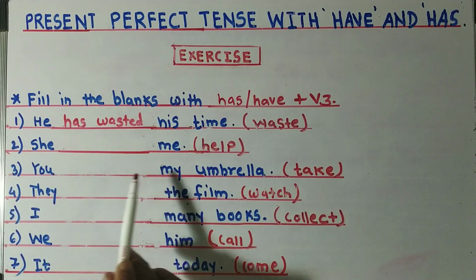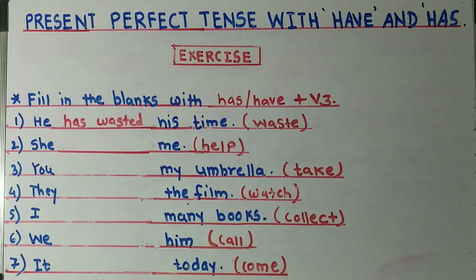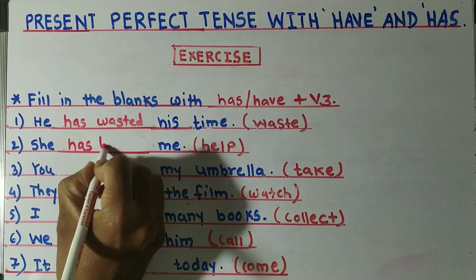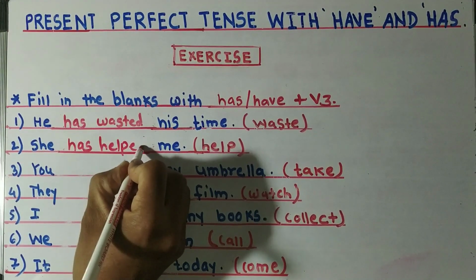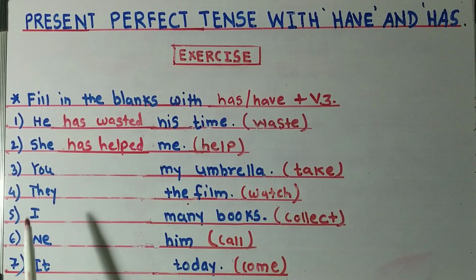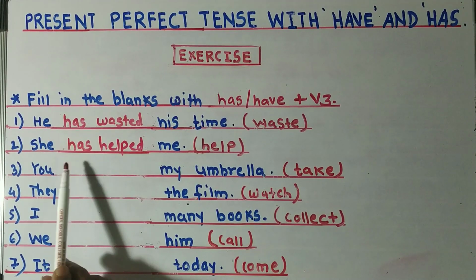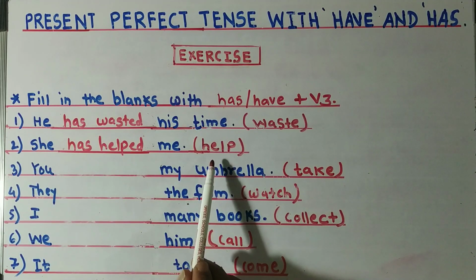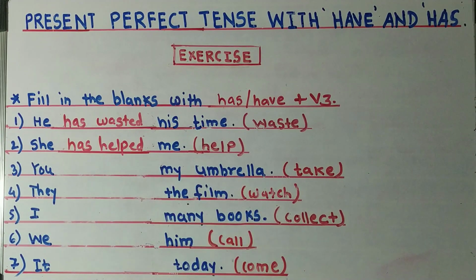She dash me. She has helped me. Here we have made use of the word has because the subject of the sentence is singular and the V3 form of the word help is helped. Next example.